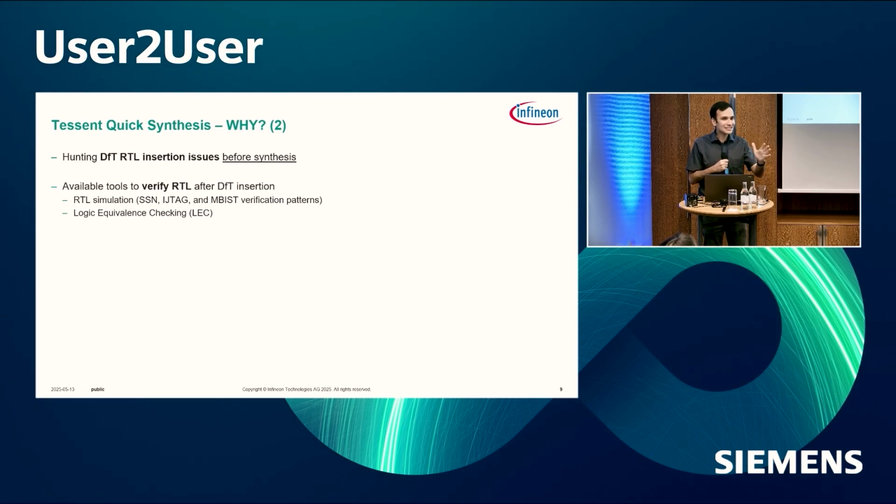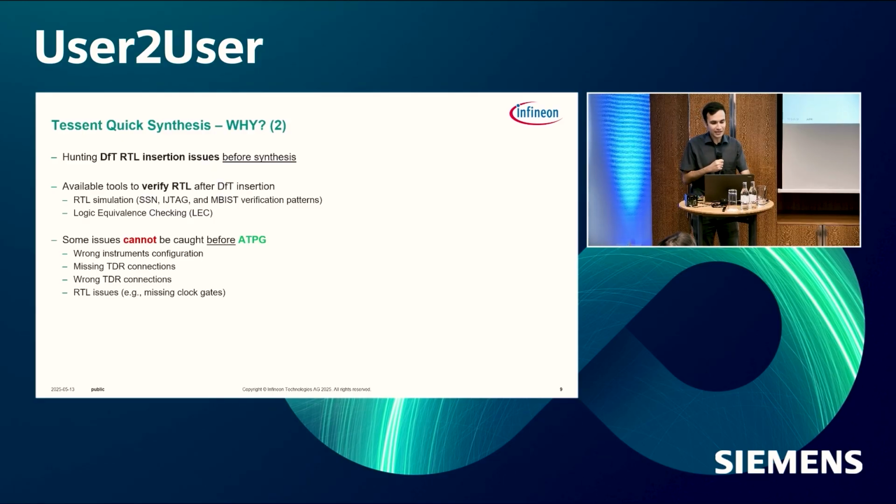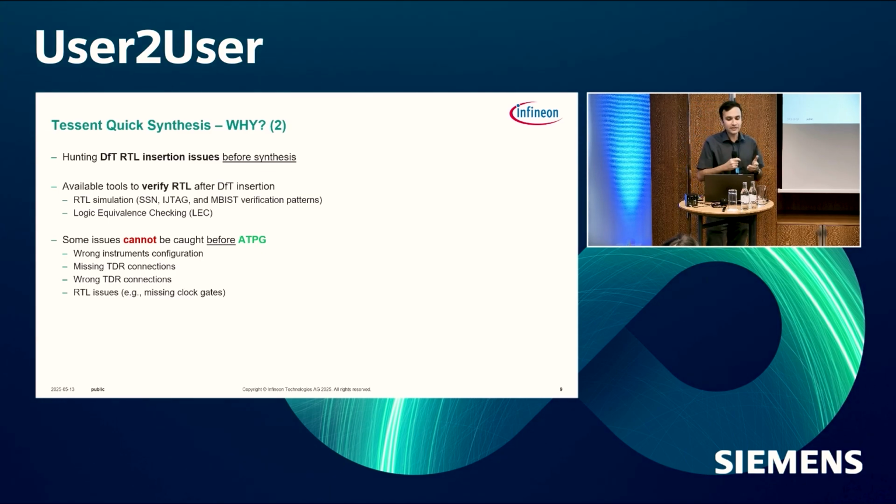So running RTL simulation, probably LEC, to make sure you did not mess up the functionality, is not usually enough to make sure everything is correct. There are some specific problems like wrong DFT instrument configuration. You might insert some TDRs but miss connecting them to some parts of the logic, or you connect them incorrectly. Or there might be some RTL issues which later affect your ATPG and result in DRC errors during your ATPG. You want to catch them earlier and probably give feedback to the RTL designers.